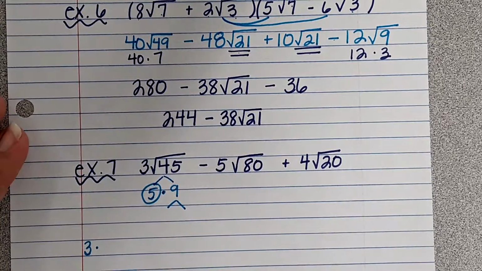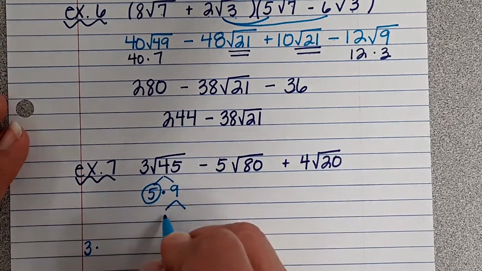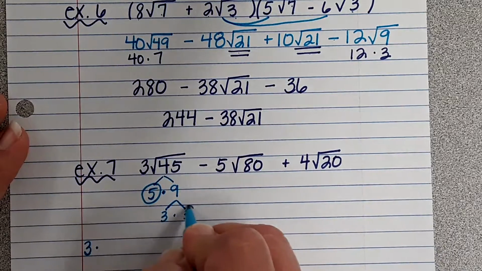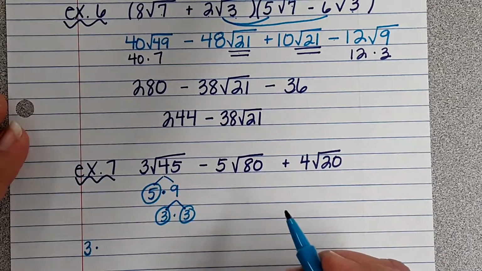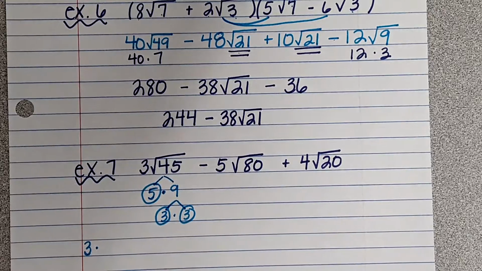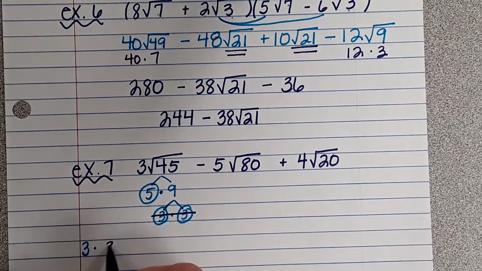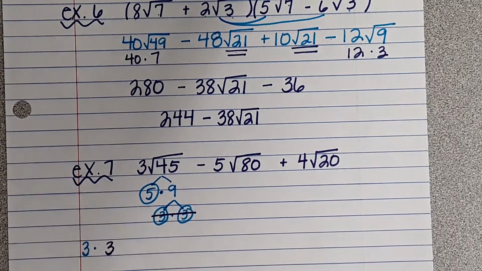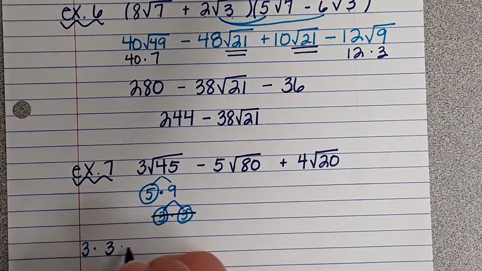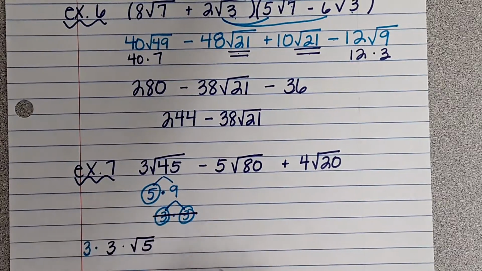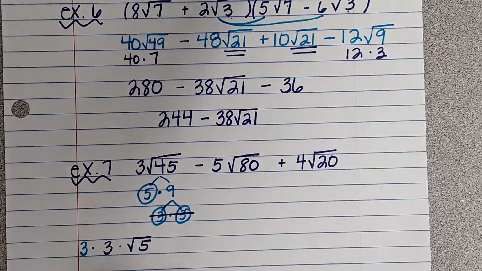9. What is 9? 3 times 3. And do I have a pair of something? What do I have a pair of? So I'm going to cross out those 3's because those are the ones I'm going to bring outside. I'm going to put this here. And then do I have anything left inside the radical? The square root of 5. So that means this answer is 9 square roots of 5.